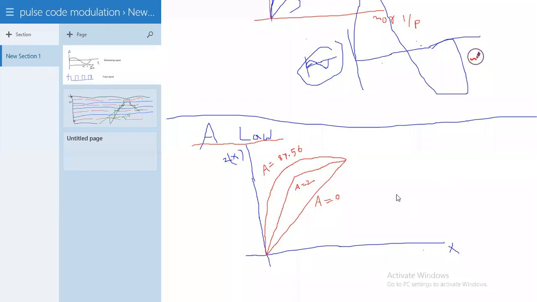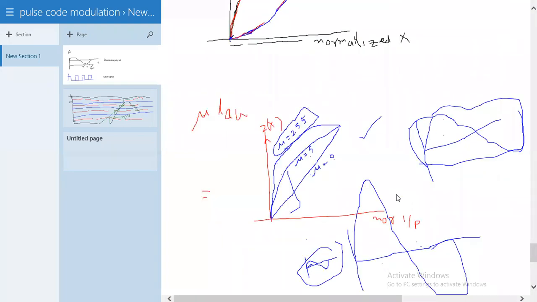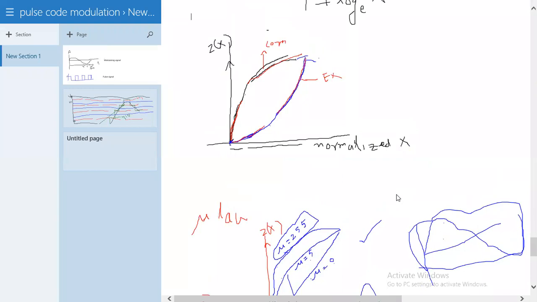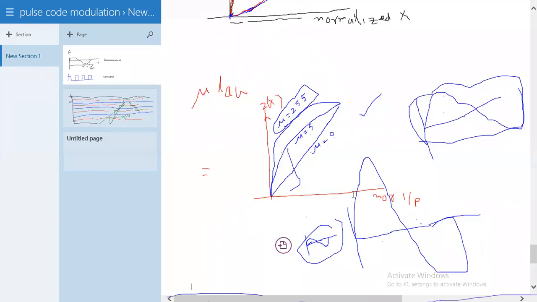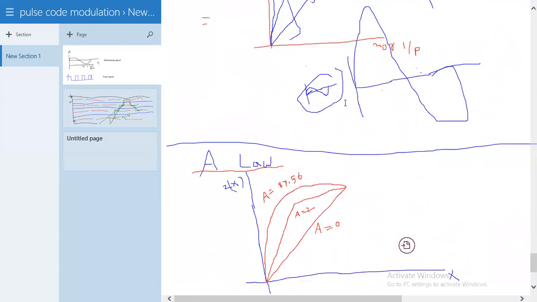Okay, so this is A law companding. So here we can observe the characteristics of mu law companding and A law companding. In mu law companding, the waveform is continuous, whereas in A law companding it is piecewise: up to this one, and here also up to this one, and then here we have piecewise characteristics.